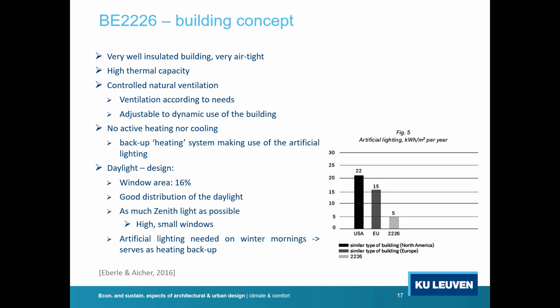Now, what's the daylight design? They want to have sufficient glazing to avoid the need for too much artificial light. So they did a lot of simulations, and for that building, the best number was 16% glazed area of the facade. So 16% of the facade is glazed. And they want to have a good distribution of the daylight, so that's why they have these high windows, to make sure that the light penetrates deep into the building. So that's the reason for the high, small windows. And the artificial lighting in the mornings when it's dark anyway, they use that as backup system for the heating system.